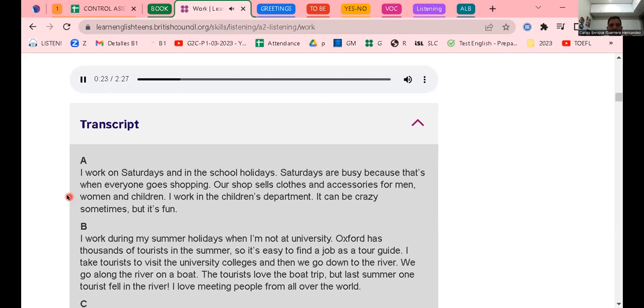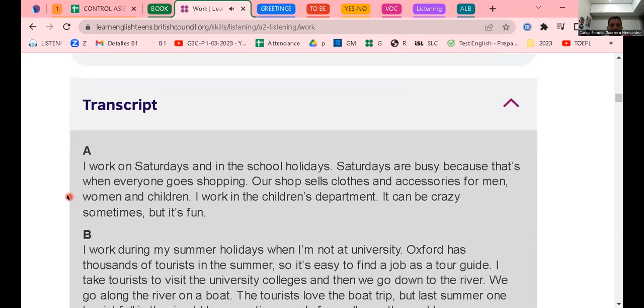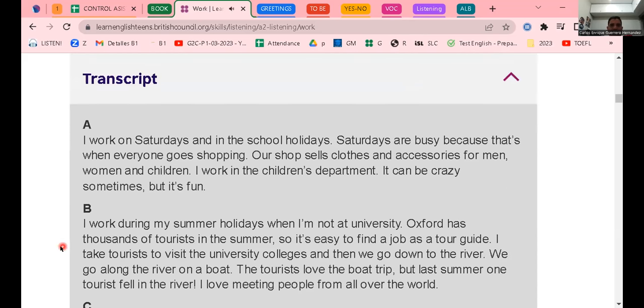B. I work during my summer holidays when I'm not at university. Oxford has thousands of tourists in the summer, so it's easy to find a job as a tour guide. I take tourists to visit the university colleges, and then we go down to the river. We go along the river on a boat. The tourists love the boat trip, but last summer, one tourist fell in the river. I love meeting people from all over the world.